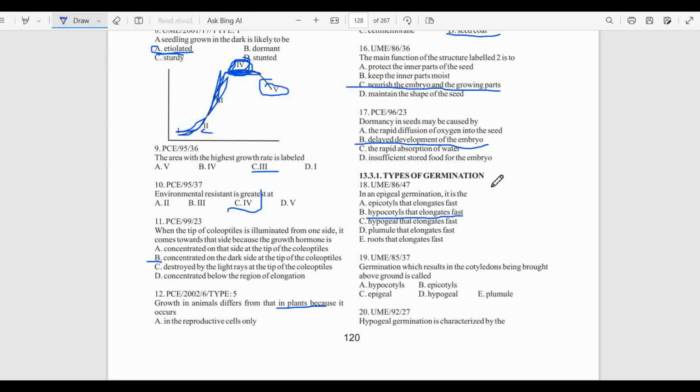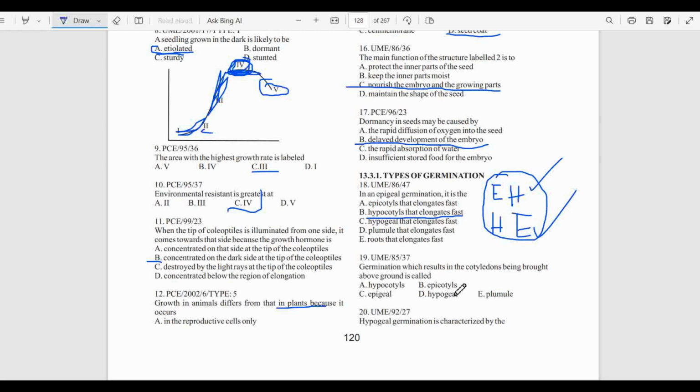I usually remember this by using this keyword. In epigeal germination, you have the hypocotyl growing fast, while in hypogeal germination, you have the epicotyl growing fast. So if you just have this code EHHE: epigeal germination, the hypocotyl is growing faster; then in hypogeal germination, the epicotyl is growing faster. That will help you a lot to remember what happens, I mean, to be able to figure out the answer.